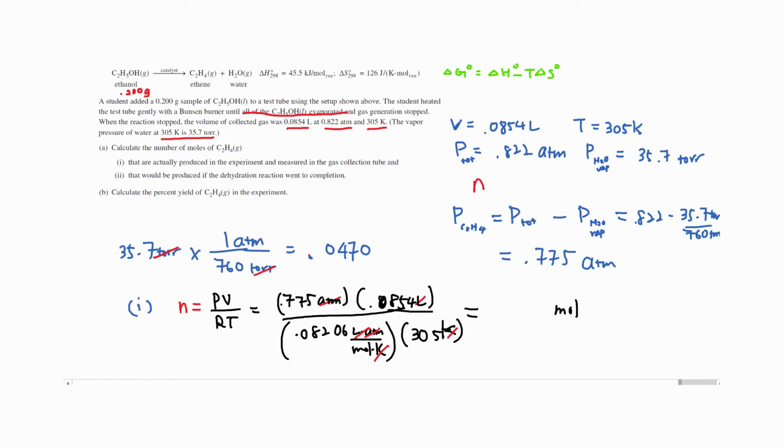And when I perform the calculation, I get 0.00264 mole. So our answer to part 1 of A is 0.00264 moles. Keep 3 sig figs because we all have 3 sig figs here, and there's no addition in the PV equals nRT calculation, so here is the answer. Let's be more specific: we're talking about the dry ethene.